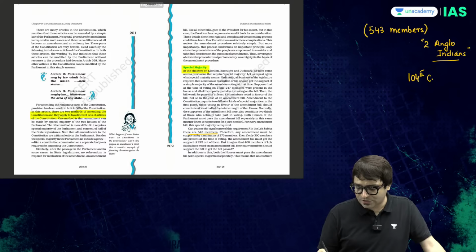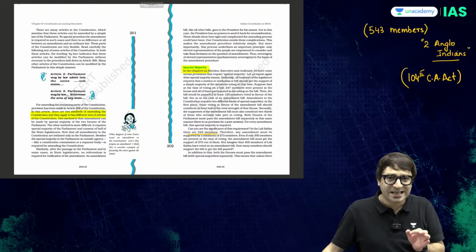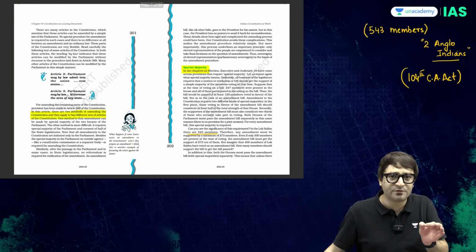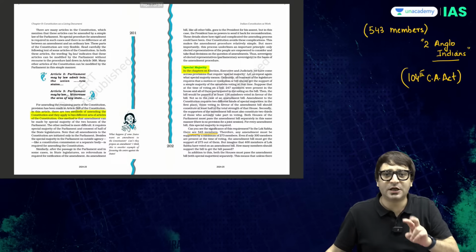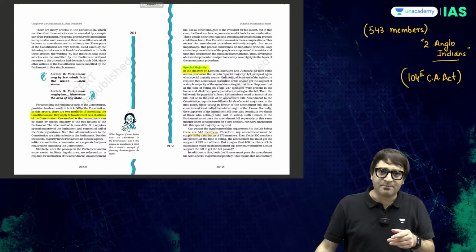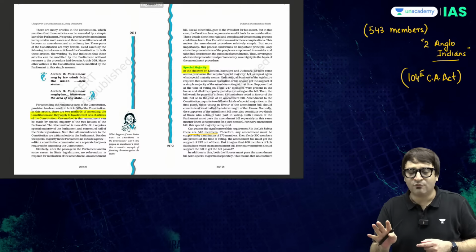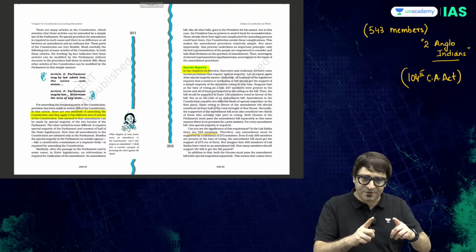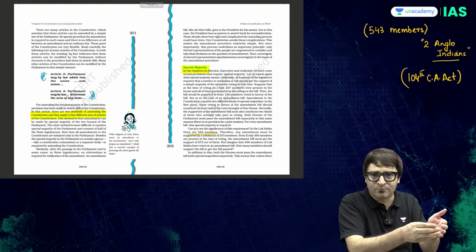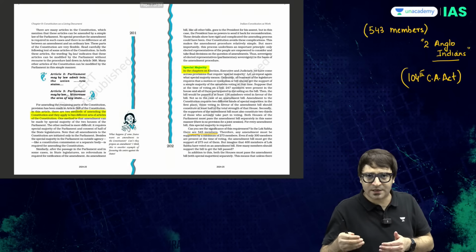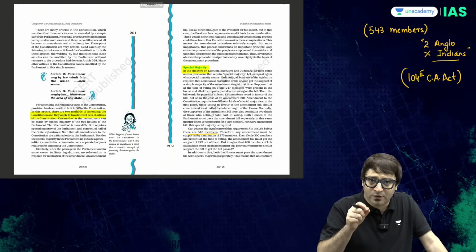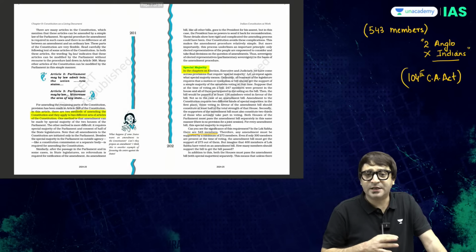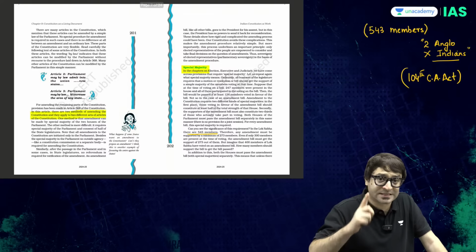104th Constitutional Amendment Act was passed. And what this Act did, it extended the reservation for SCs and STs in Lok Sabha and legislative assemblies for a further period of 10 years. But this time, reservation for Anglo-Indians was not extended again. That means only reservation for SCs and STs got extended by 10 more years without extending the same 10-year period for Anglo-Indians. That is why we do not have nomination for Anglo-Indians anymore in the Lok Sabha. There used to be one Anglo-Indian nominated to Legislative Assembly as well.